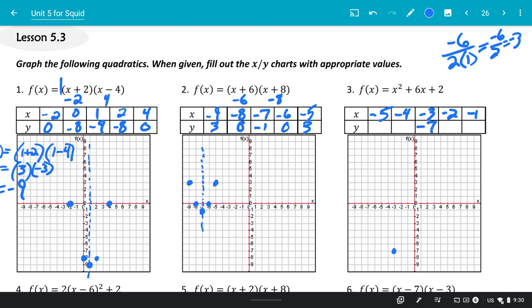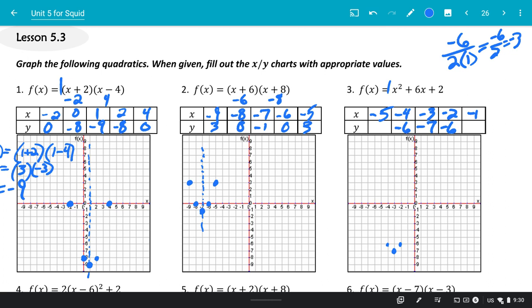Now, what's negative 2 going to be? I could plug that in and do the work, but I'm not going to. I'm going to use my A value. My A value is 1. I'm going to go up 1, over 1, up 1, over 1. That gave me my next 2 values, which is negative 6.